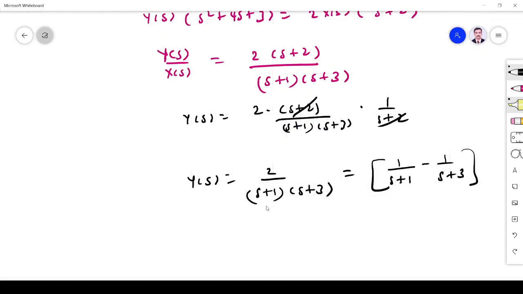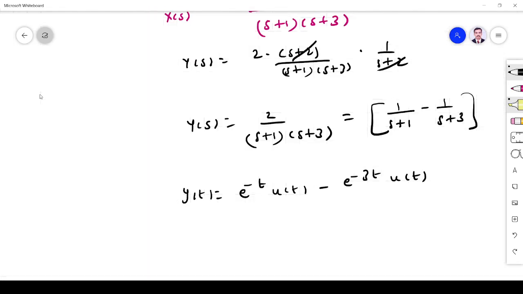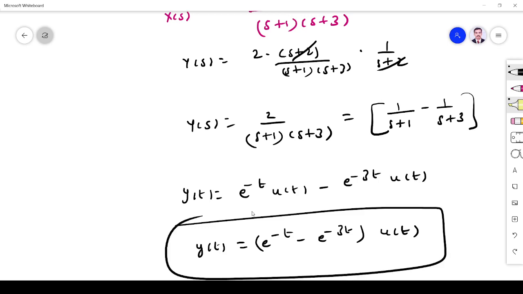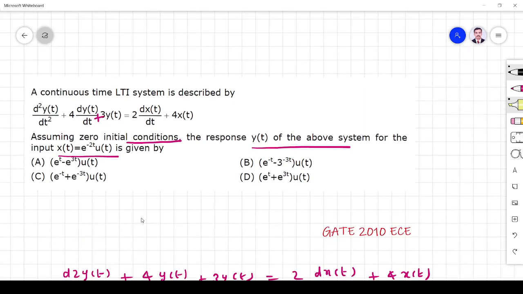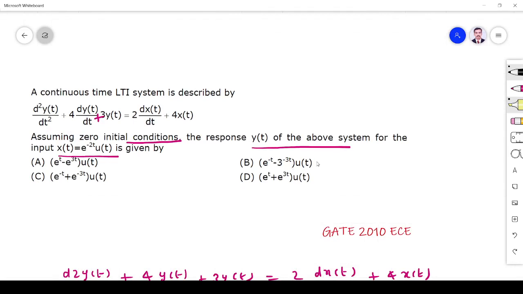Right? Okay. So what is y(t)? e^(-t) u(t) minus e^(-3t) u(t). So it is (e^(-t) minus e^(-3t)) u(t). That is my response y(t).